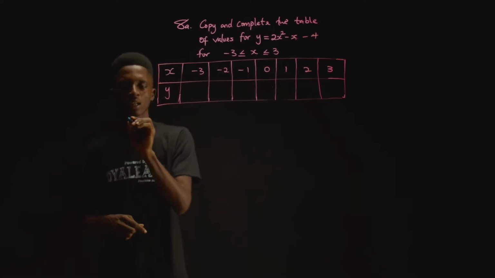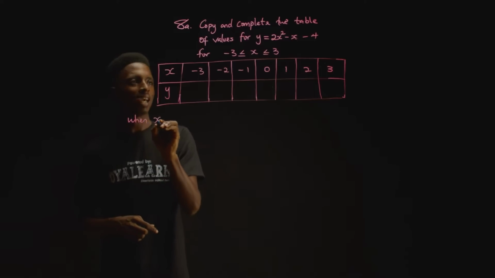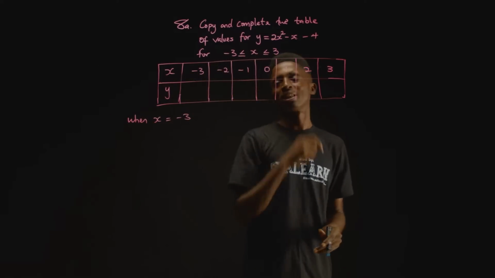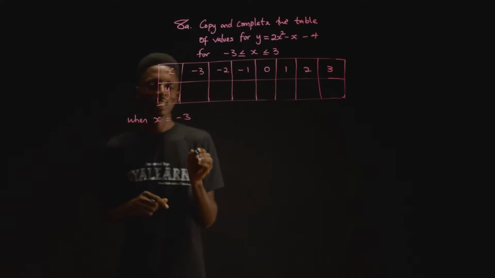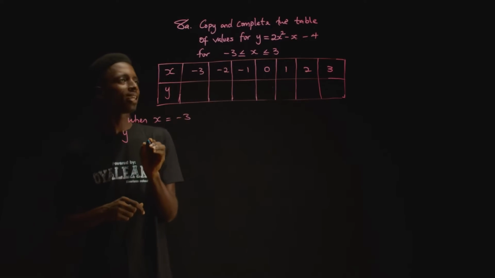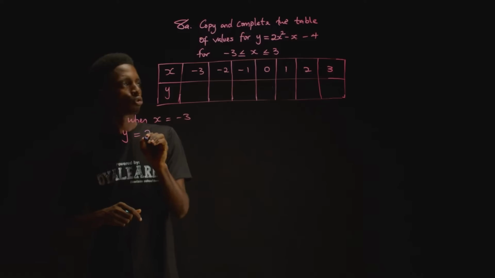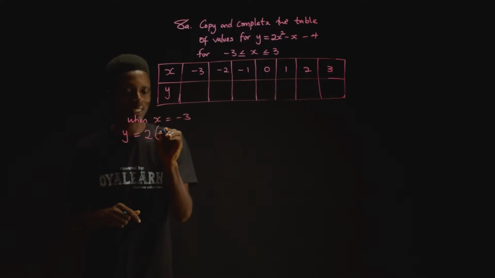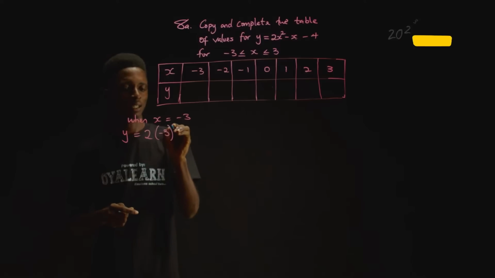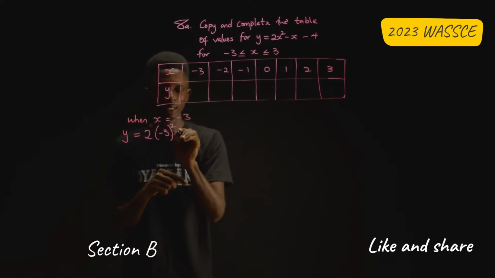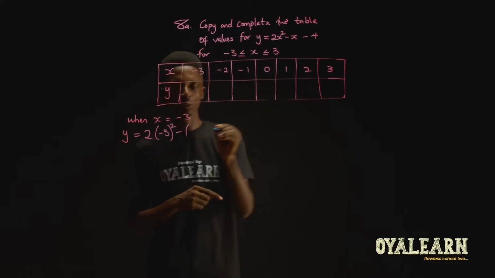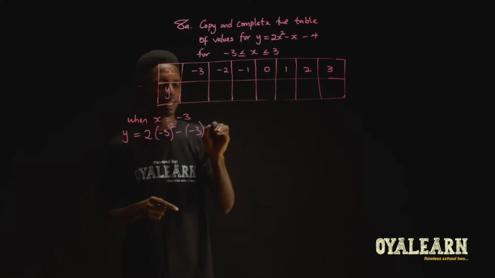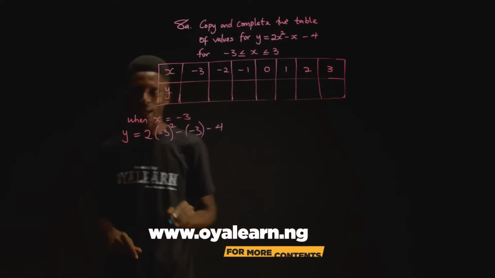So we start with when x equals minus 3. Then we get the value of y by using the equation. What that implies is that y equals 2 into, now what is x? X is minus 3, right? Then squared. Then minus x, which is minus 3. Remember we say when x is minus 3, right? Then minus 4.